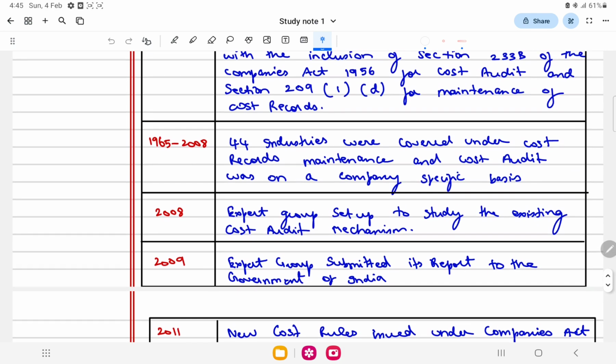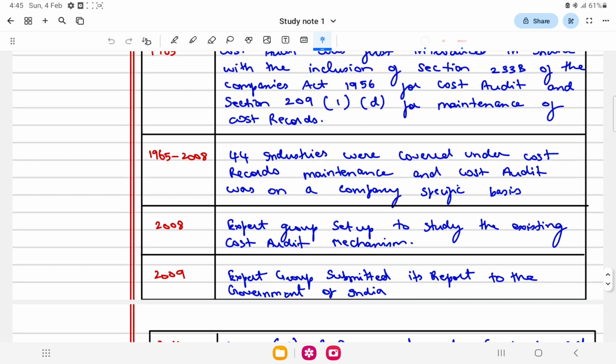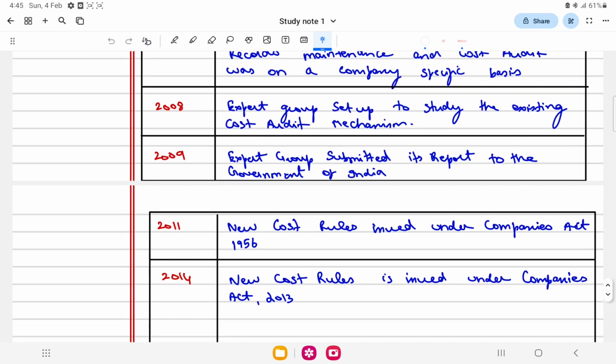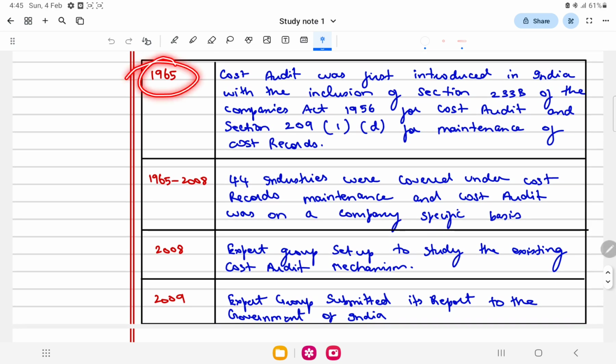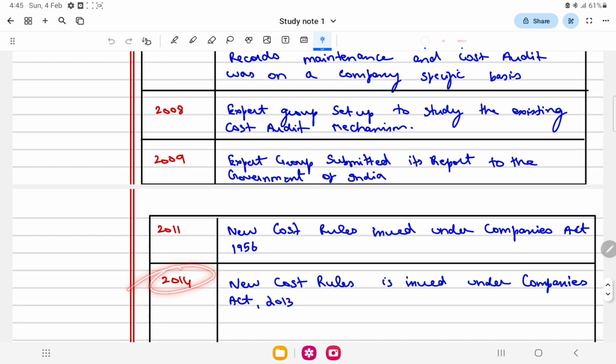So this was the history till date: 1965 to 2008, 2008, 2009, 2011 and 2014. These were the years during which there were some changes happening in cost audit. So majorly you should remember 1965, 2011 and 2014. And when the expert group submitted its report to Government of India was 2009. This is also important. Okay.